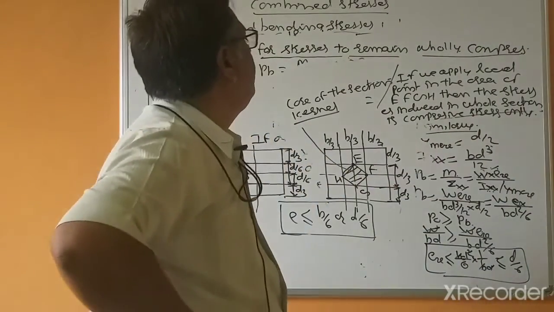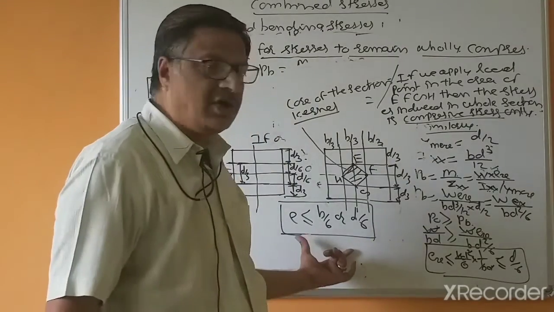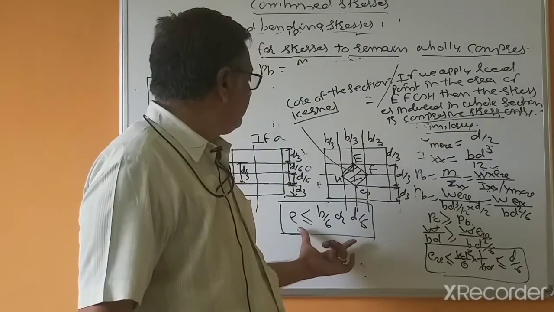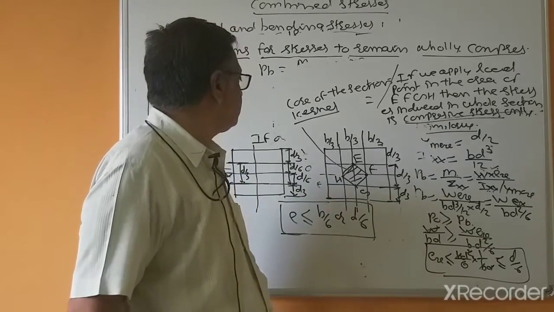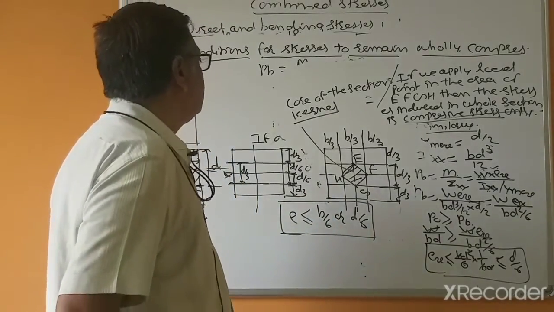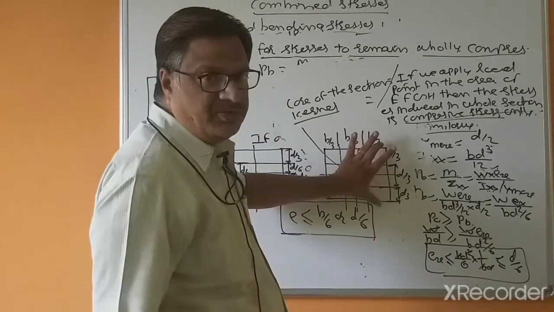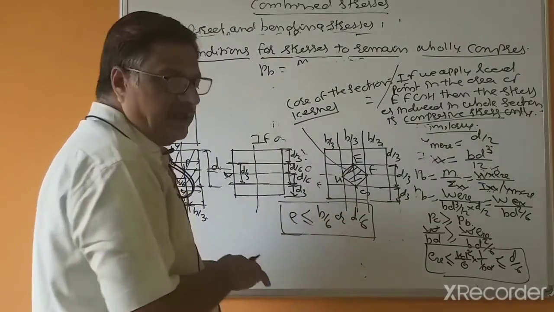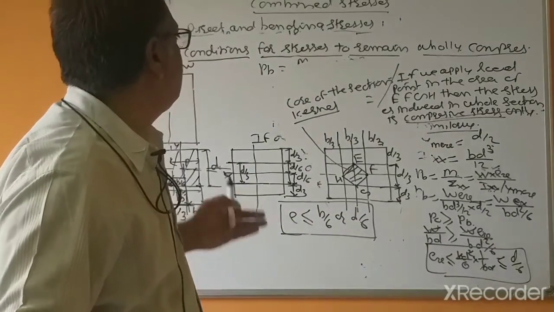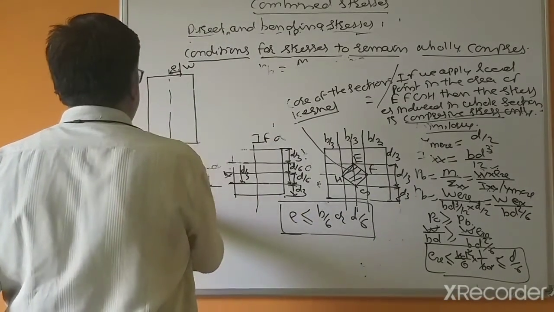Your answer should be only compressive stress, and this is the condition for rectangular sections: B divided by 6 or D divided by 6. Yes, because if you consider the depth equal to D, then this is D by 6. Similarly, this is for rectangular sections.